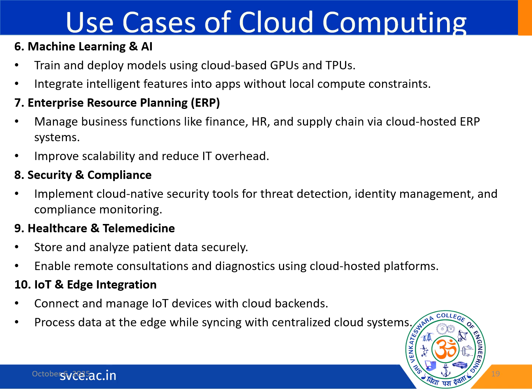And next we have machine learning and AI. It can train and deploy models using cloud-based GPUs and TPUs. It can integrate intelligent features into apps without local compute constraints. And next we have enterprise resource planning, we call it ERP. It manages business functions like finance, HR, and supply chain via cloud-hosted ERP systems. It can improve scalability and reduce IT overhead.